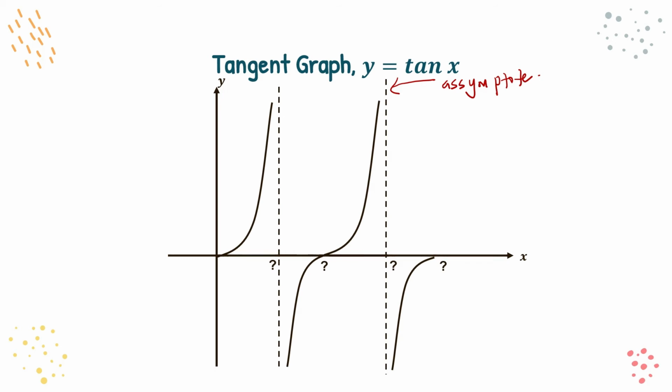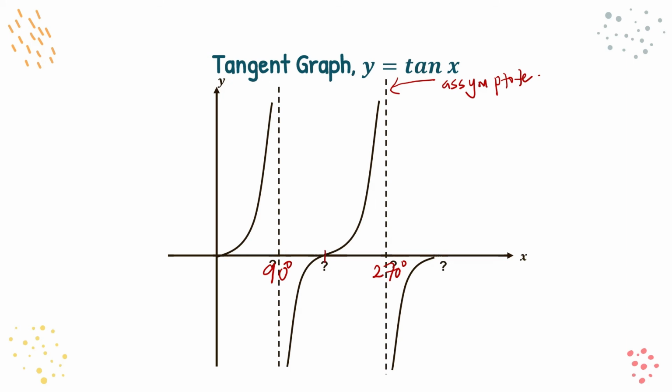The values for the asymptotes are when x is equal to 90 degrees and when x is equal to 270 degrees. These two are the infinity values for tan x, in which when we type tan 90 into the calculator, we will get a math error. That means there is no value for tan 90 and tan 270.